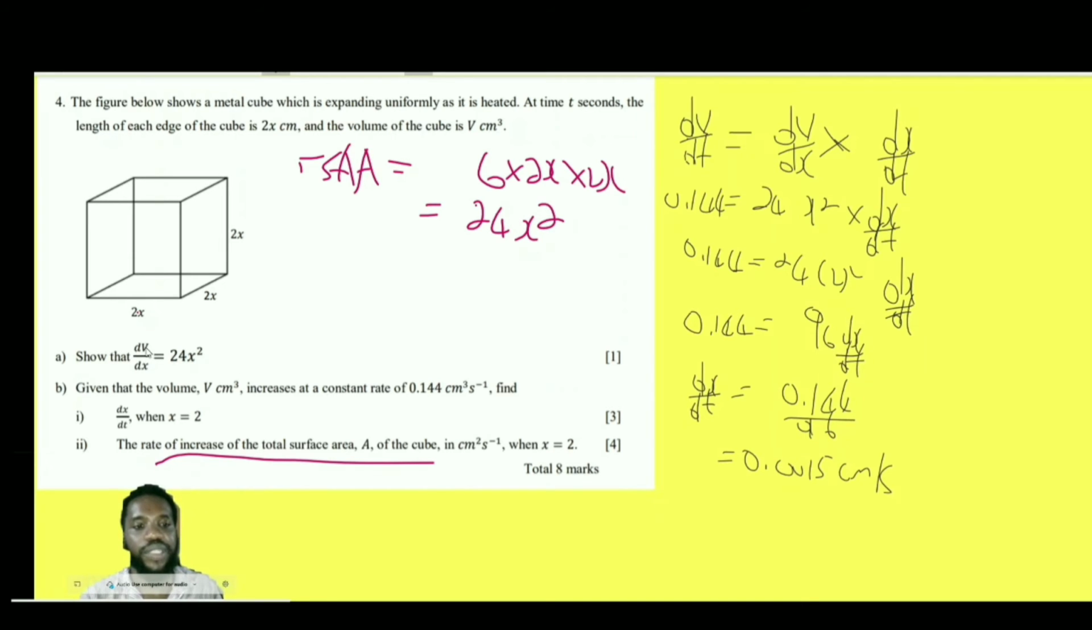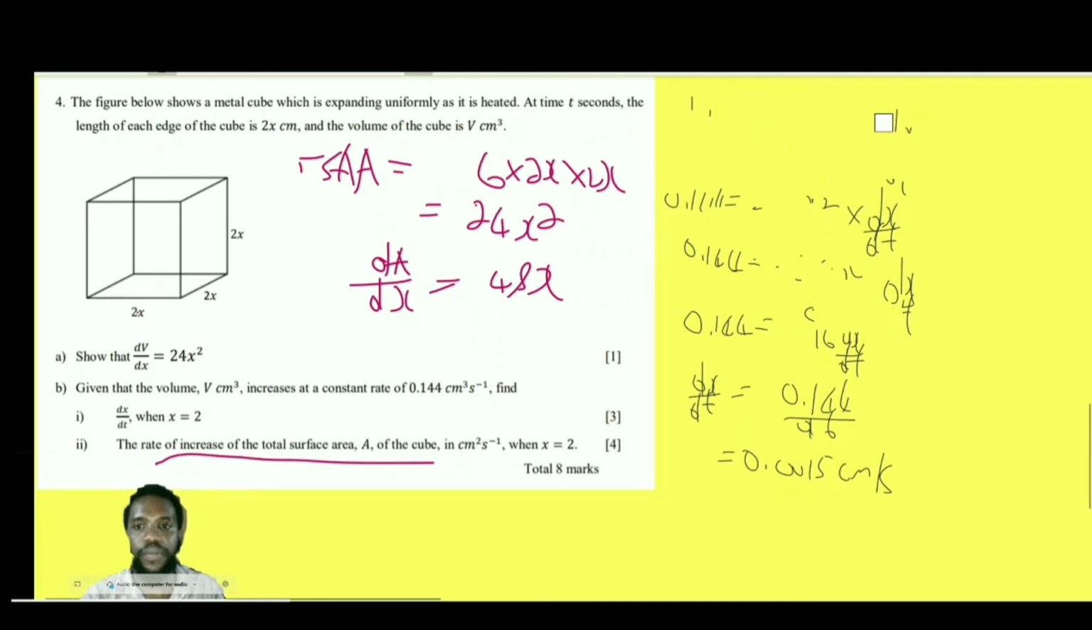So the total surface area is actually equal to the rate of change of the volume with respect to the length of a side. Very interesting here. Same concept applied to a circle and same concept applied to a sphere. Now, since I'm going to be finding the rate of increase, I need the rate of change of the total surface area with respect to x, because that's a connection I have here. I'm going to get 48x.